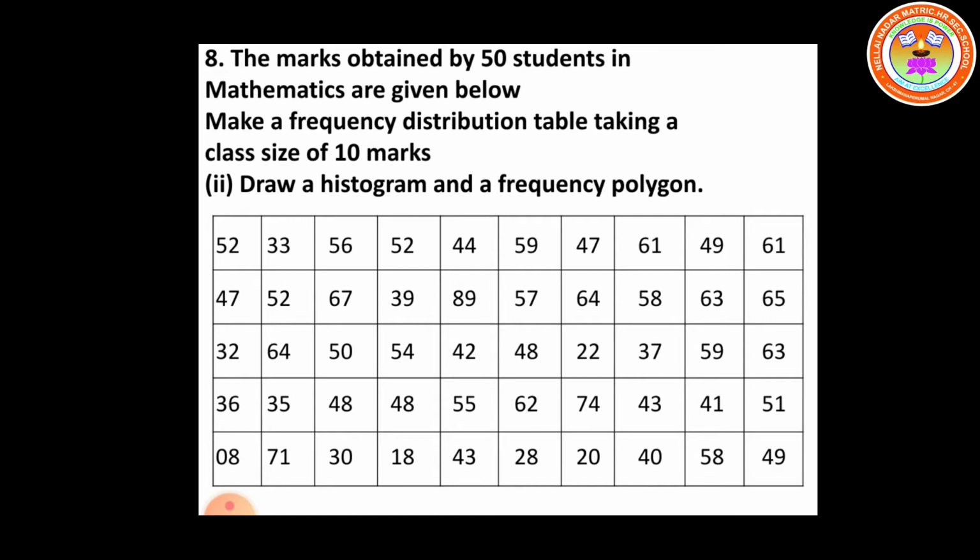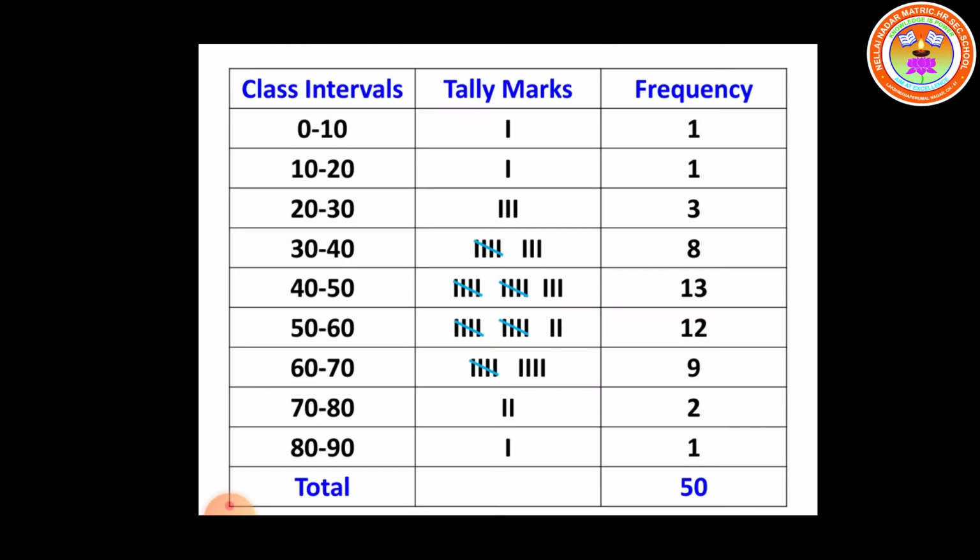So this is the given table. From this table, we have to construct the frequency distribution table. Let us see the class intervals. We have to consider the class width as 10, so we take the class intervals as 0 to 10, 10 to 20, 20 to 30, 30 to 40, 40 to 50, 50 to 60, 60 to 70, 70 to 80 and 80 to 90.